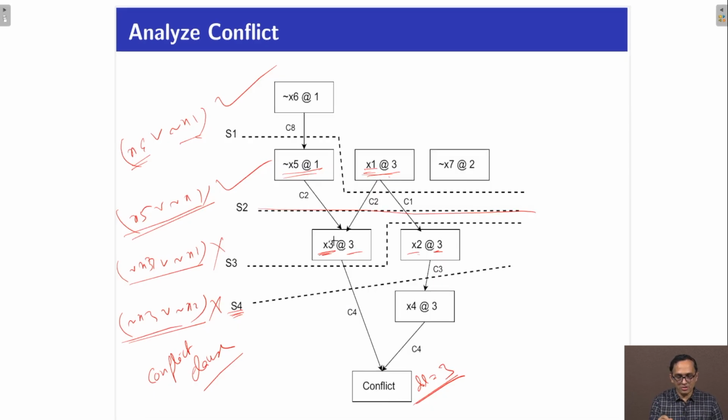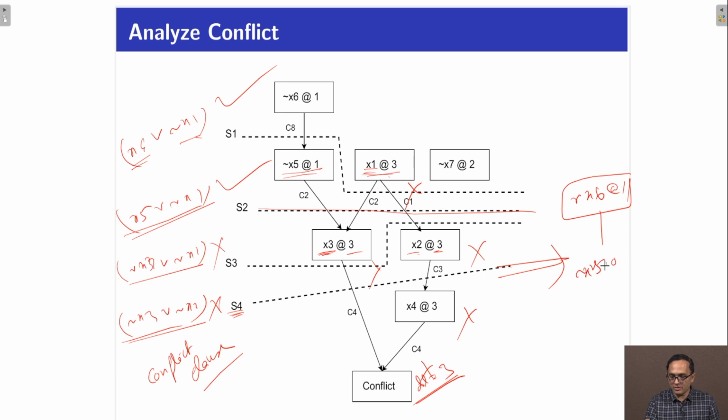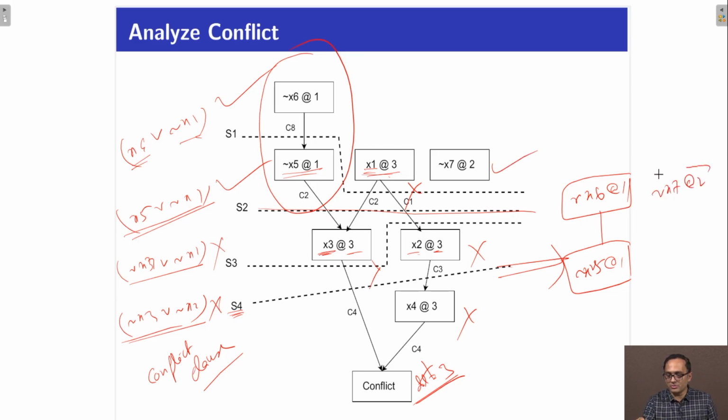So, any node which is marked with 3 I will remove, right. So, I will effectively remove this node, this node, this node, this node, this node. This is not contributing anyway. So, once I do this, I will get not of x6 at the rate 1 and not of x5 at the rate 1. So, only this part of the graph I will keep, and this will also remain because this is not anyway part of this, right, x7 at the rate 2.